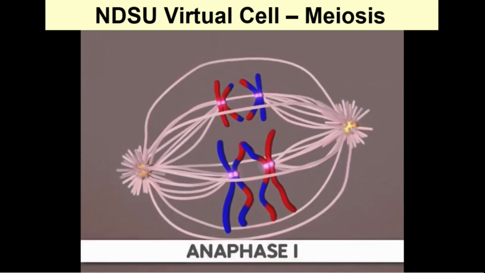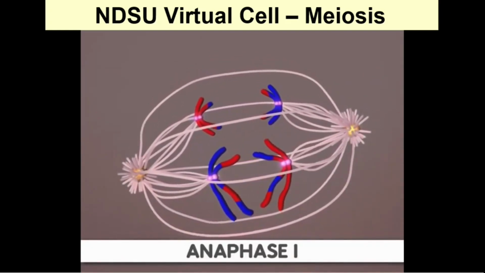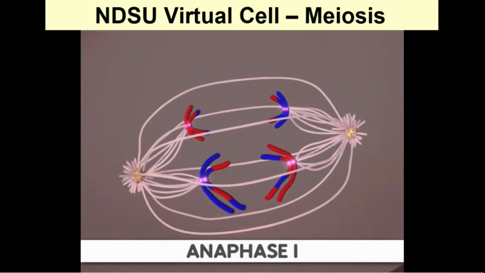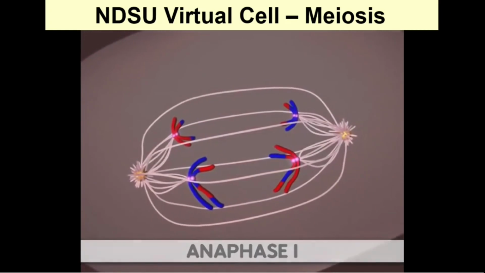The next phase is Anaphase I. During this phase, homologous chromosomes separate and migrate to the 2 poles of the cell. Importantly, the sister chromatids remain attached at their centromeres.